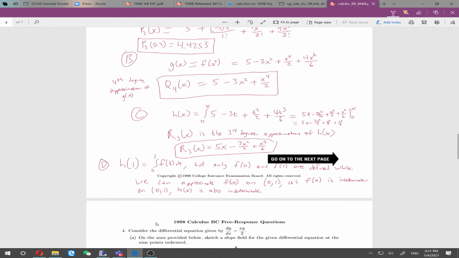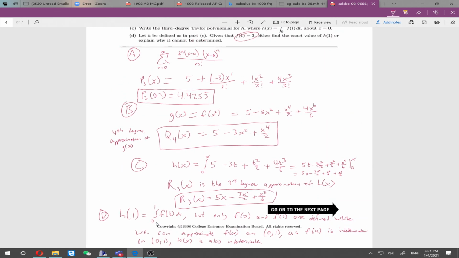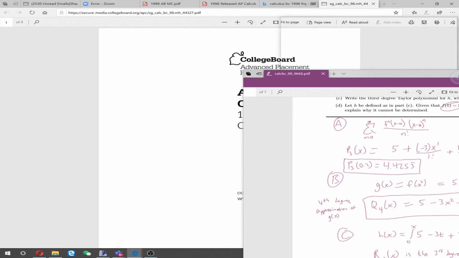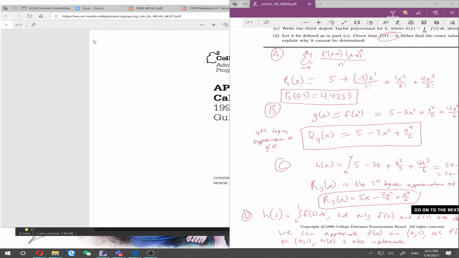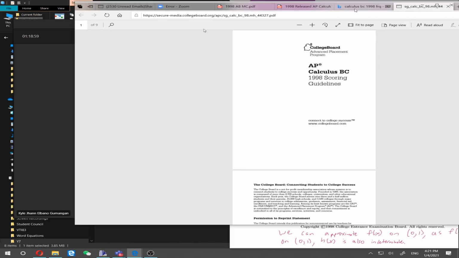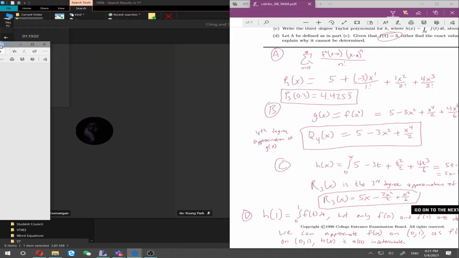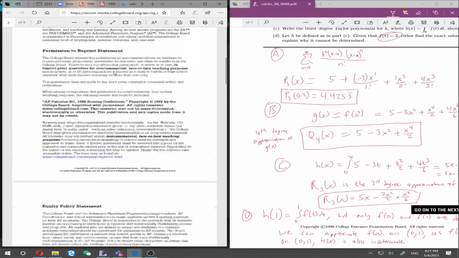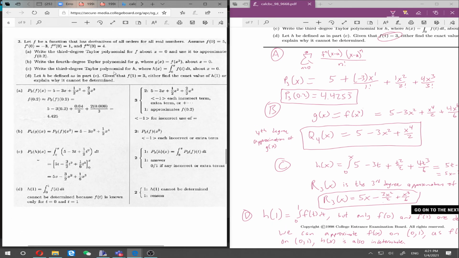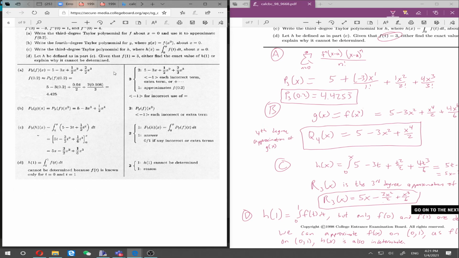Alright, so I'm going to go ahead and check a scoring guide and we'll see how we did. Oh, come on. There we go. It's a little bit blurry. Can you guys still see?